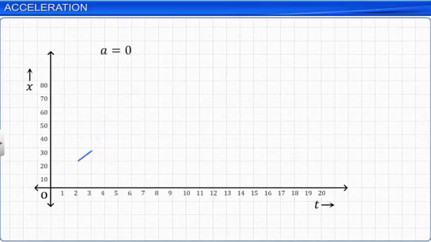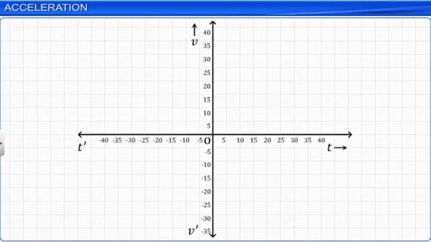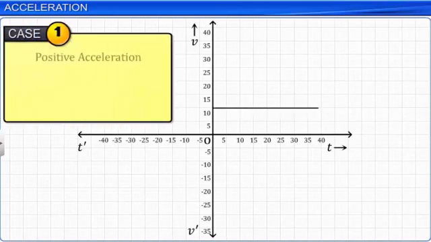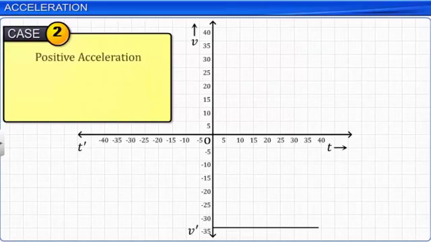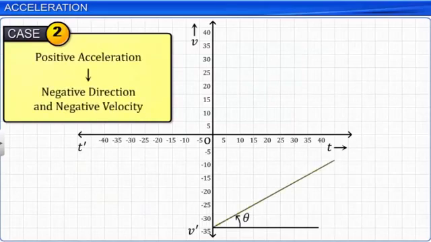Let us see what the Vt graphs for all 4 cases explained earlier look like. Body with positive acceleration, that is, positive direction and positive velocity. The graph is an inclined line above the x-axis with upward inclination. Body with positive acceleration, that is, negative direction and negative velocity. The graph is an inclined line below the x-axis with upward inclination.